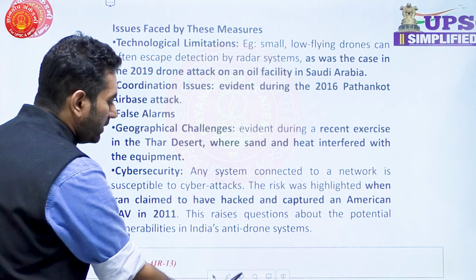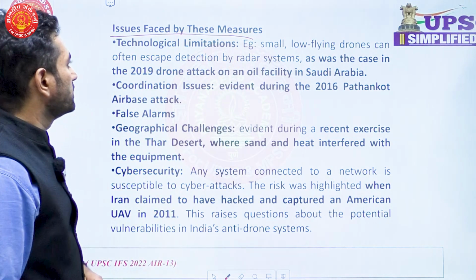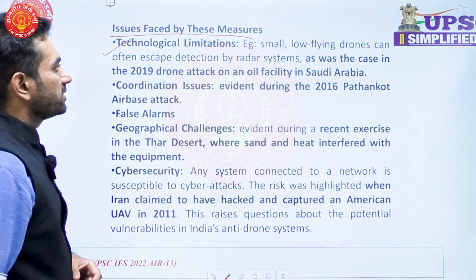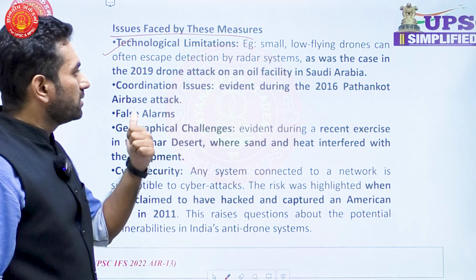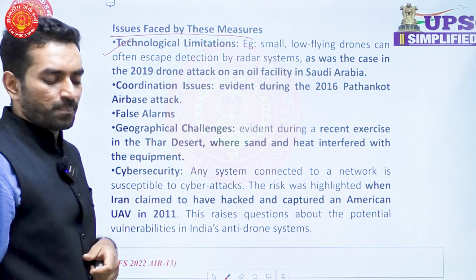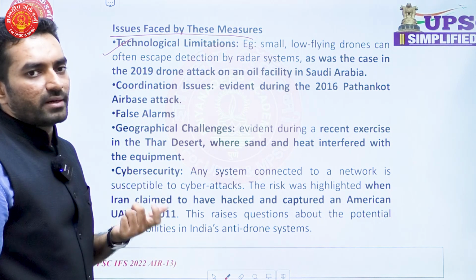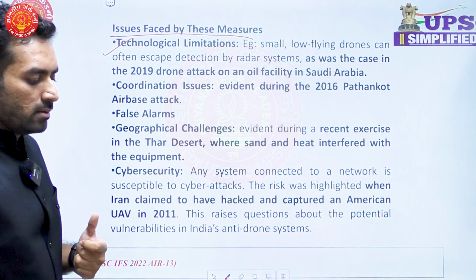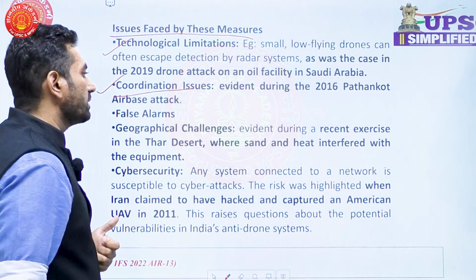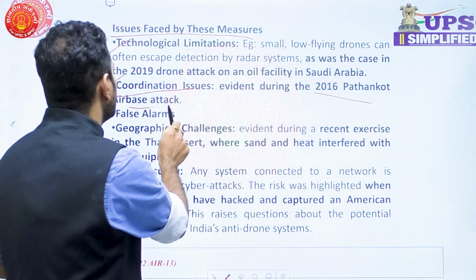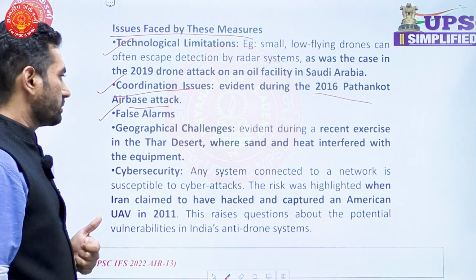So we have to comment on the measures. It also includes the issues faced by these measures. First is technological implementation. Some are low flying drones. It has happened with a Saudi Arabia oil facility, which was attacked by a foreign entity, and due to low flying UAVs it couldn't be detected by radar, and the attack unfortunately was successful. Secondly, coordination issues, as in the case of the 2016 Pathankot Air Base attack. It was a failure of coordination between various agencies.